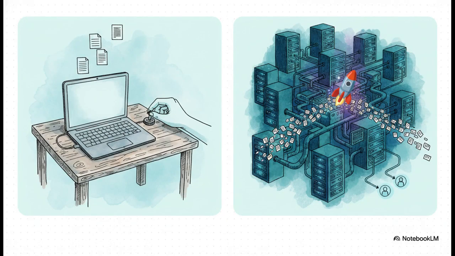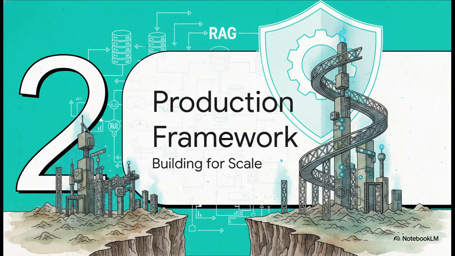And this slide just nails the difference, right? On one side, you've got your prototype. It's running locally, maybe handling a handful of documents, and you're just kind of tweaking things by hand. But on the other side, that's production. We're talking scalable, serving tons of users with super low latency, and, this is key, where quality is measured with cold, hard data, not just a gut feeling. So how do we get from one side to the other?